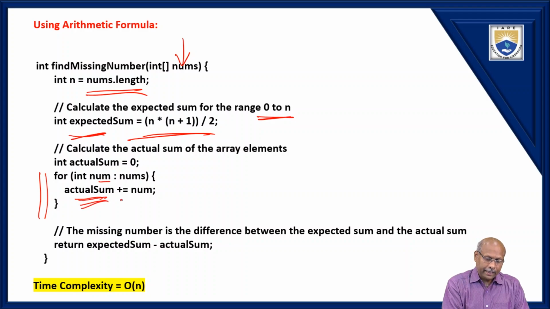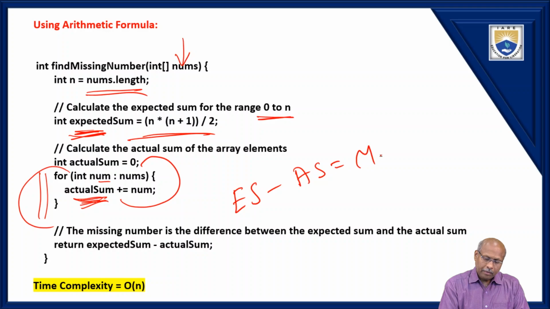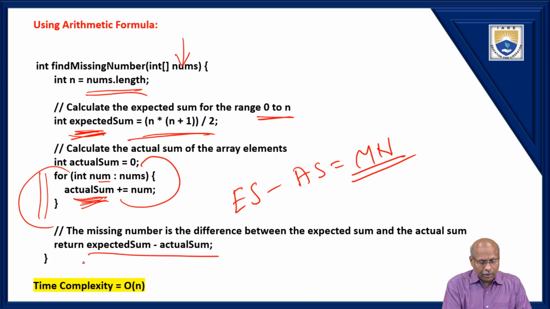Take the first number, add it. Take the second number, add it. Like this, it will repeat for all the numbers. So at the end of the loop, I will get the actual sum. And I know the expected sum from the beginning. If all numbers exist, then what is the total sum? Then what is the real sum? So if you subtract the expected sum minus the actual sum, then you will get the missing number. So this value is your real output.